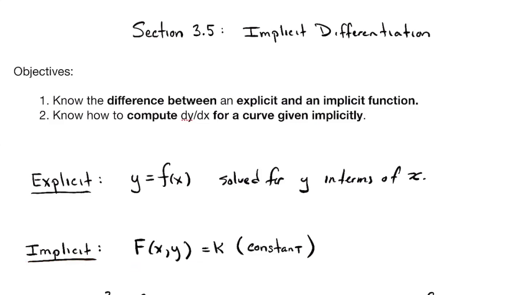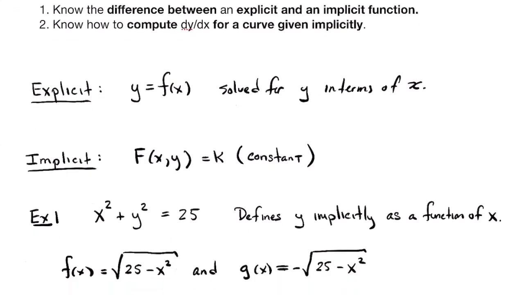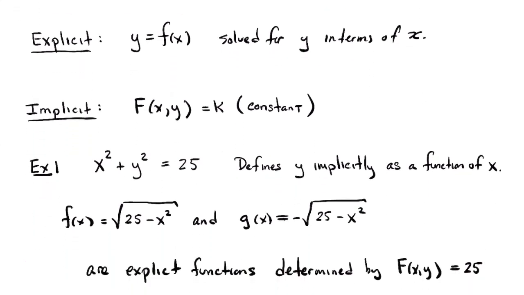All right, let's look at an example down here. What have I got? I've got an equation. Let me highlight it here so you're looking in the same place I am. I've got x squared plus y squared is 25. So that equation defines y implicitly as a function of x.